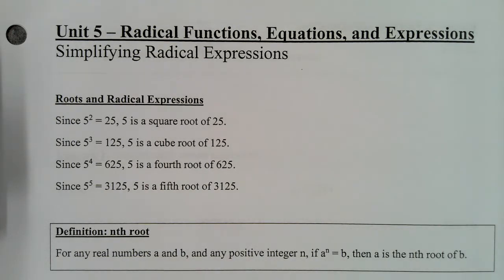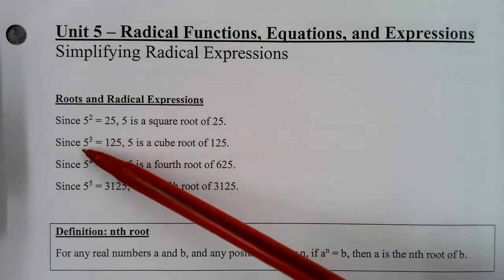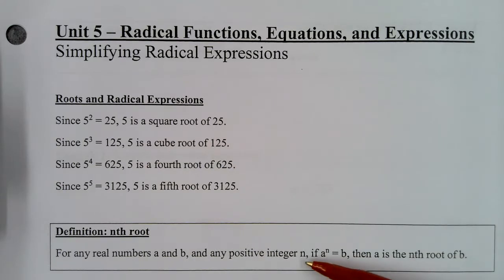Okay. So the definition of an nth root for any real numbers a and b and any positive integer n. If a to the nth power equals b, then a is the nth root of b. That basically just summarizes what I said before. Look, 5 to the third power equals 125, so 5 is a cube root of 125. This is just explaining what I just went over.